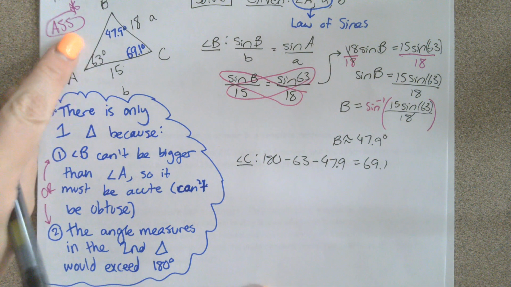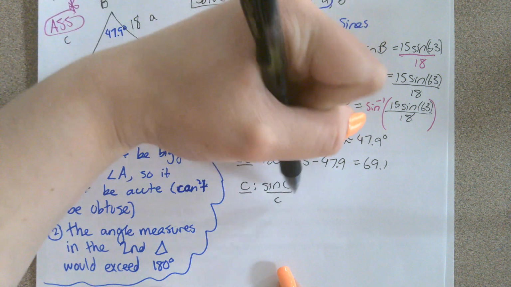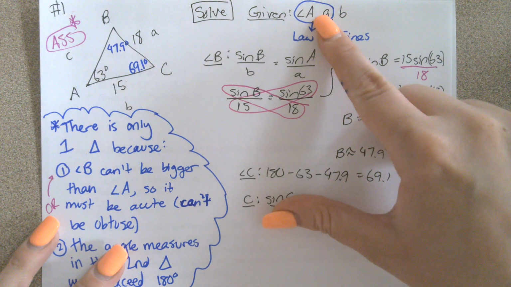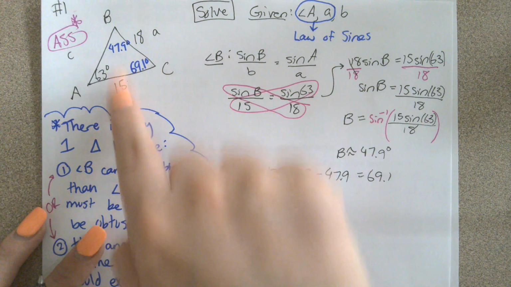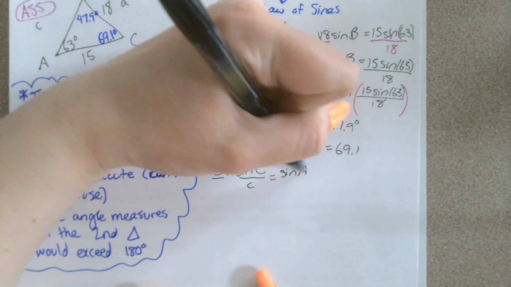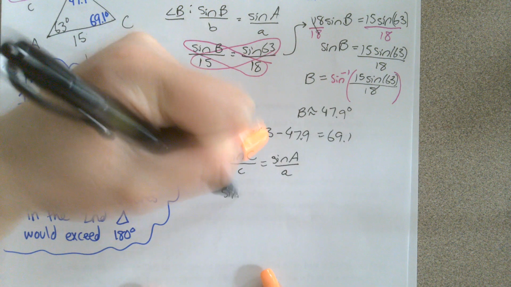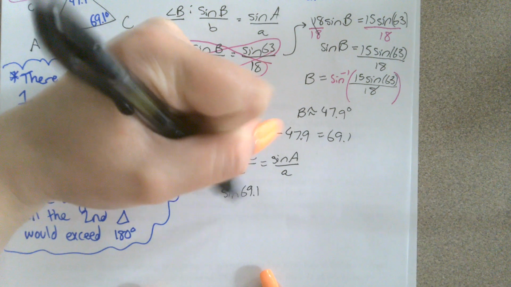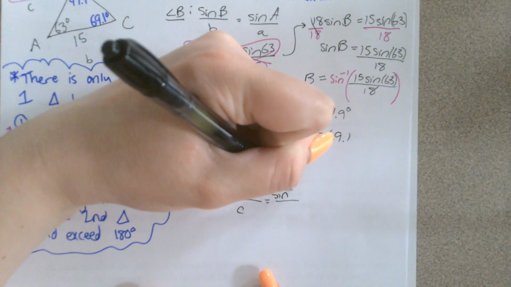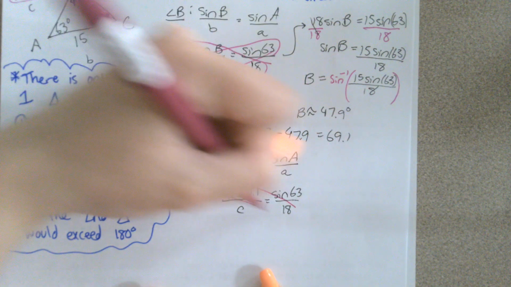And lastly, we have to find side C. This will be law of sines. Sine of C over c equals, reminder, when you use law of sines, it is always best to use the given pair that you have. Those are the most accurate numbers. The B's, we rounded to get those, so not ideal. So sine of A over a is going to be our other half of the proportion. Filling in, we have sine of big C, 69.1, over little c, which is unknown, equals sine of A, 63, over little a, 18. Cross multiply.